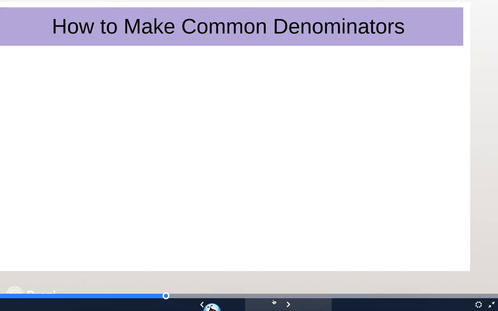Alright, so the next phase, our next fractions are not going to have common denominators. So we need to know how to make a common denominator, which we're going to start with just simple, plain old numbers, because it's actually the same process when we have a polynomial, right?